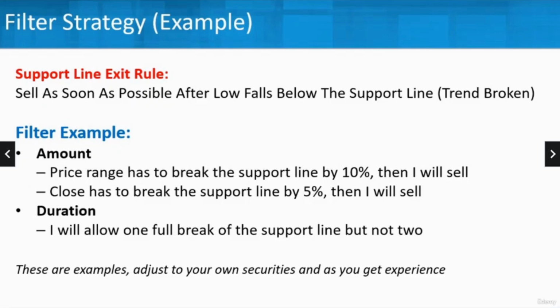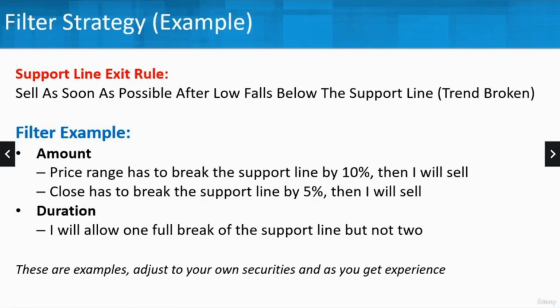So you're not selling exactly at that point. You're trying to give yourself a little bit more to see if it might be a false or temporary breakout. So ways you could do that is say, okay, I know the support line exit rule says I should sell as soon as it breaks that support line. But I'm going to have an amount type rule, something like, I'm going to say the price range has to break the support line by 10%, then I will sell. So it's not simply enough that it breaks it, it's got to do it significantly enough by 10%.